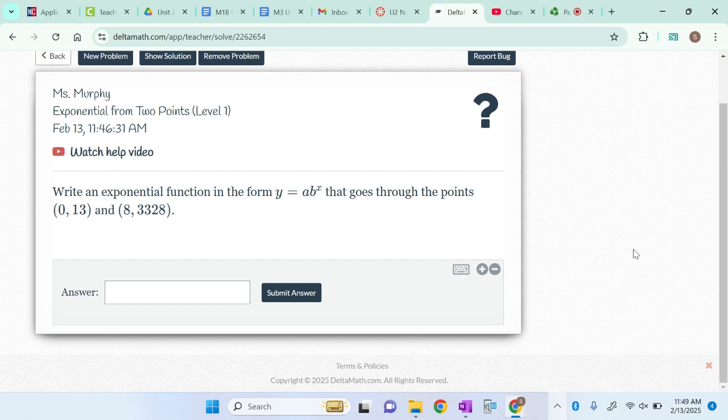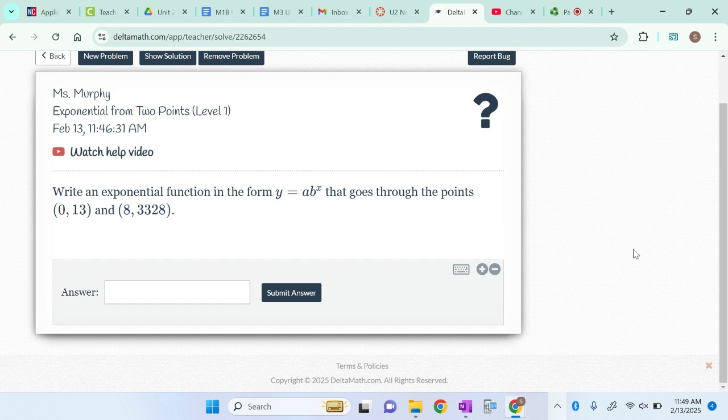And so on and so forth until we get to 8. Now, we said that it takes 8 steps to get from 0 to 8. So guess how many steps it takes to get from 13 to 3,328? How many steps do you think?